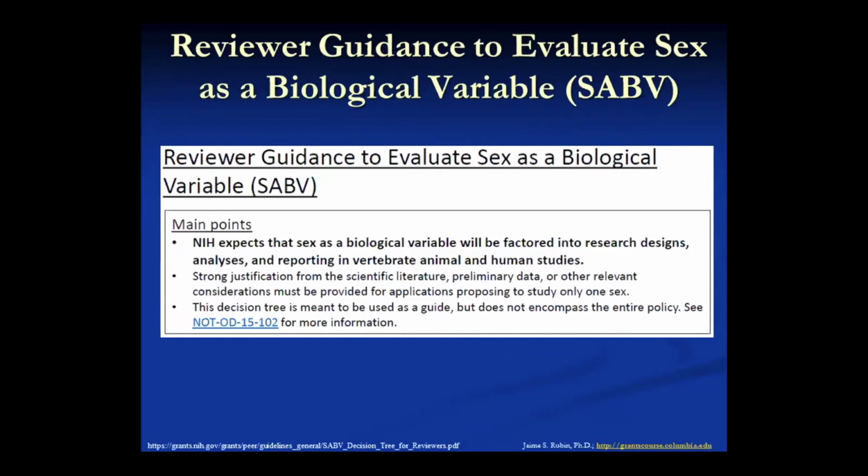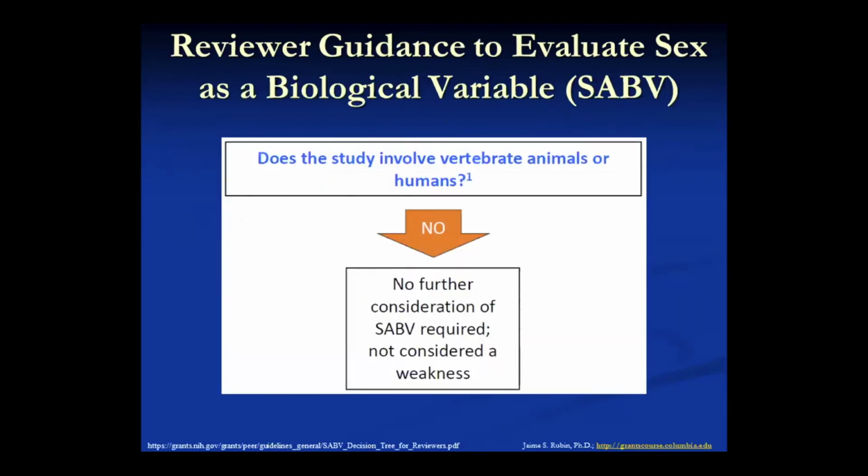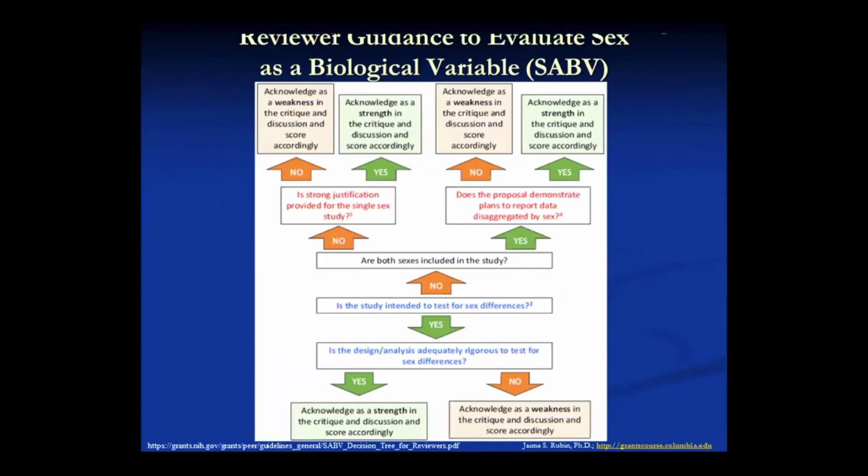Sex as a biological variable. This is the guidance that's given to the reviewers when they're evaluating the study in terms of sex as a biological variable. Think about these things. Are there vertebrate animals or human subjects involved in the study? If the answer is yes, NIH has a very good decision tree, which you should look at, which is given to the reviewers. And you want to make sure that you come out on the strength point, that you've addressed things.